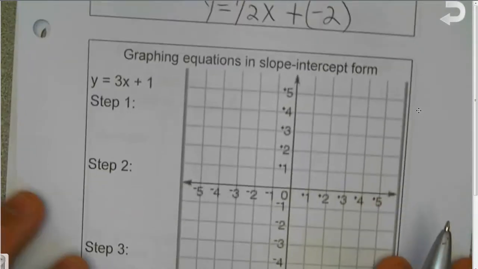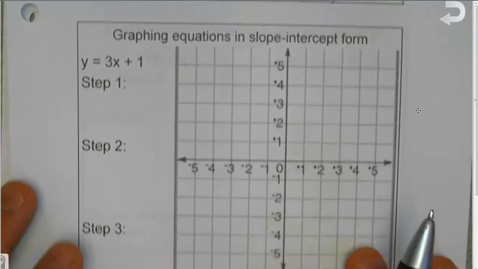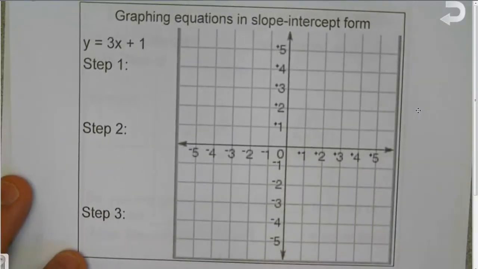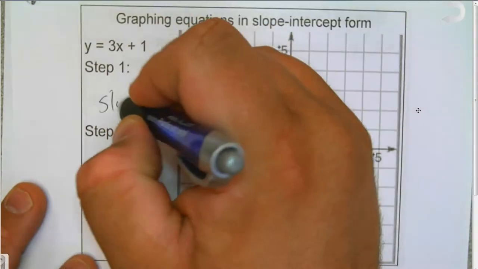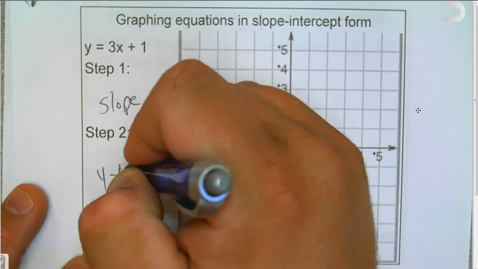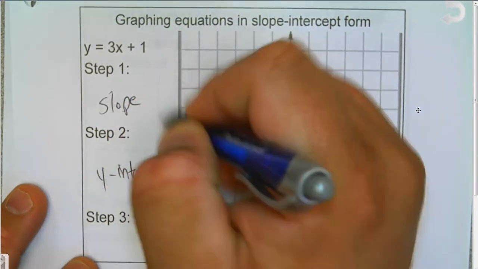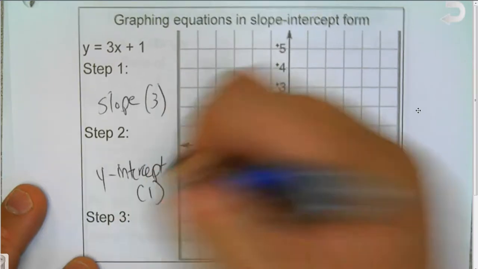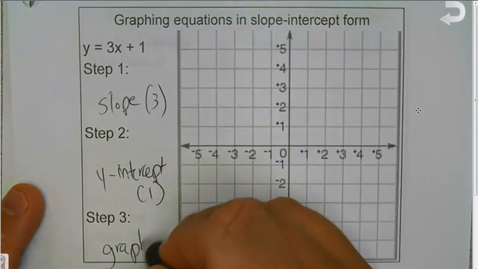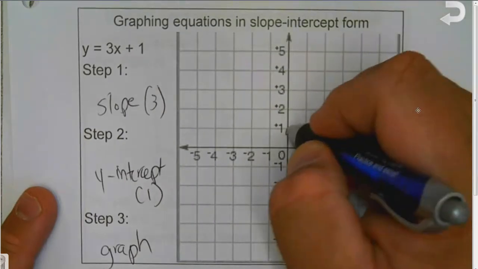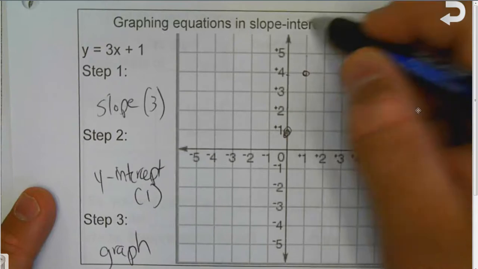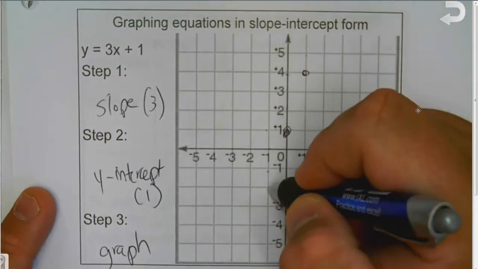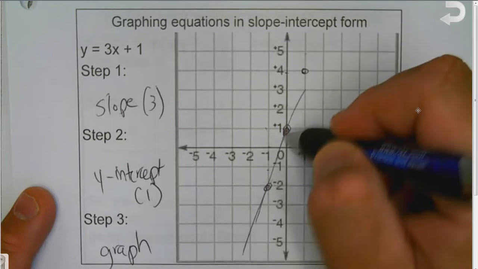Just like you can pull an equation from a line, sometimes you have to graph an equation given the line. So again, step 1, slope. Step 2, y-intercept. Slope is 3, y-intercept is 1. Step 3 is graph. If the y-intercept is 1 and the slope is 3, we're going to go up 3 over 1. I can't go up 3 again, so I'm going to go left 1, down 3, and then I graph my line.